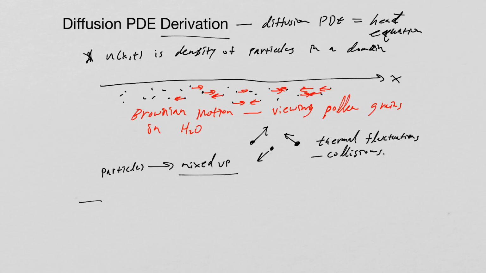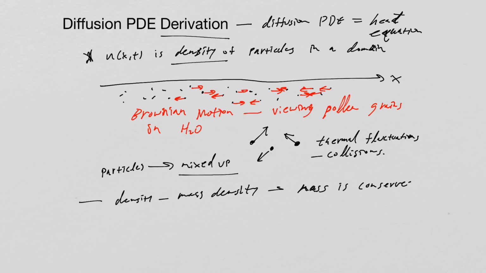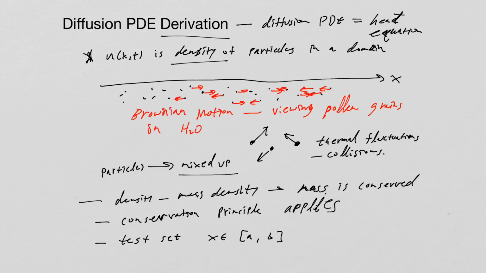We're going to use, because we're talking about a density, maybe a mass density. Of course, mass is conserved, and because mass is conserved, we can use the conservation principle. So the conservation principle applies. What we can do is start off with a test set. The test set can be x in some range, we'll say a to b.